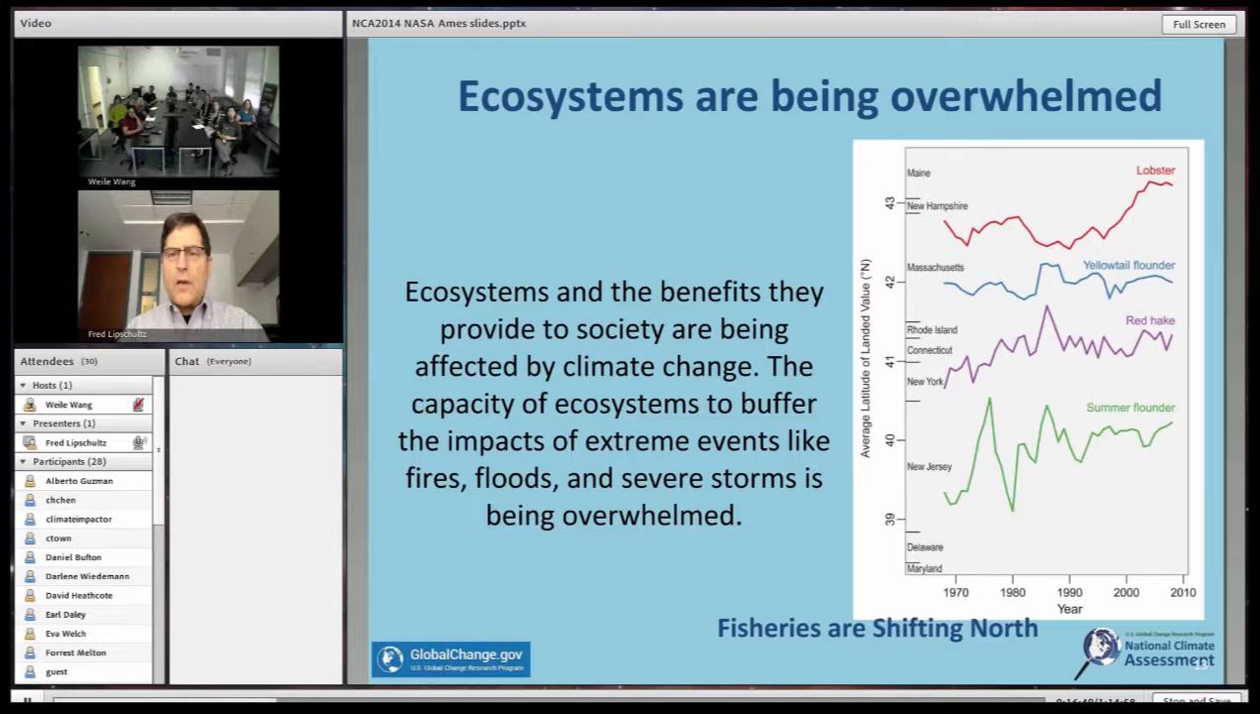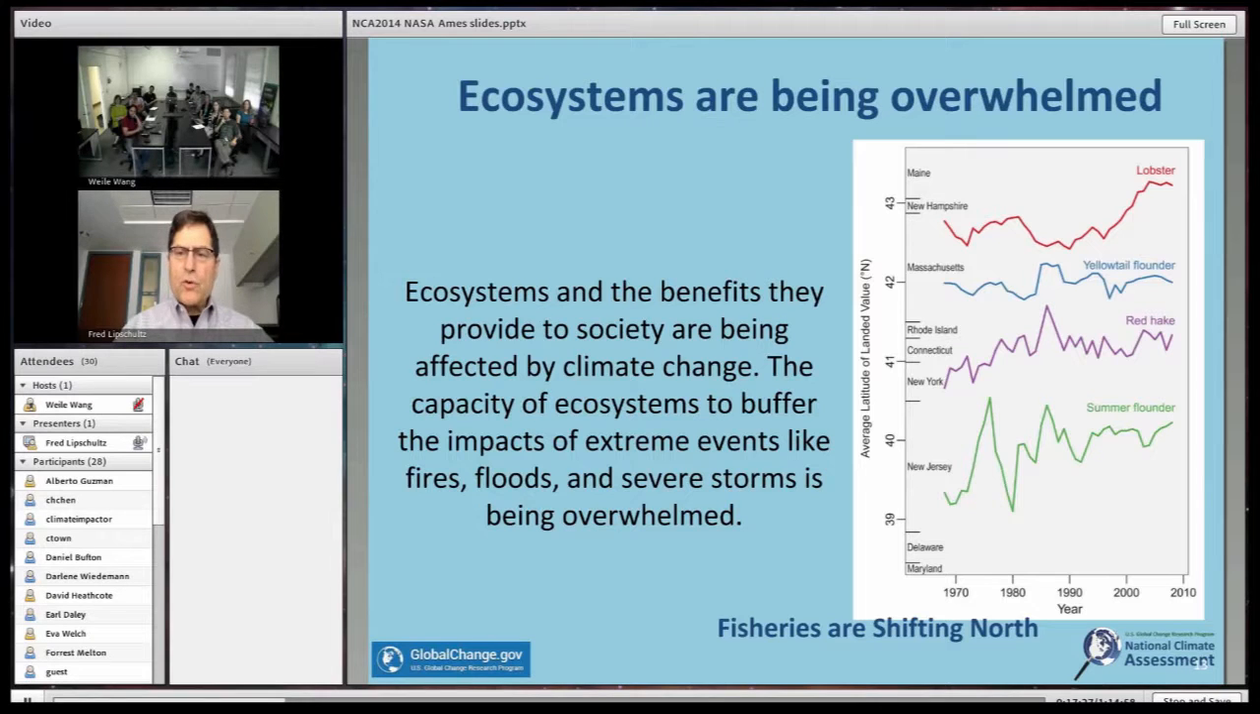Ecosystems are being altered and in some cases will become overwhelmed. The figure shows how fishery landings in New England have been shifting already with time, moving northward. So the landings for those commercially important fisheries, the major landing sites have been moving further north, and that means that the fishermen who are living in the more southern ports either have to move or they have to move further afield to continue their livelihood.